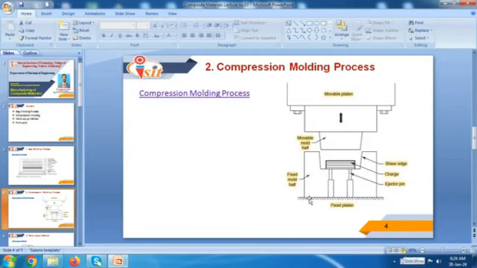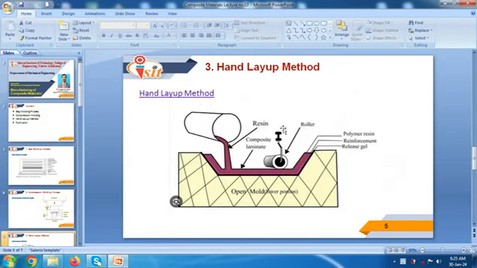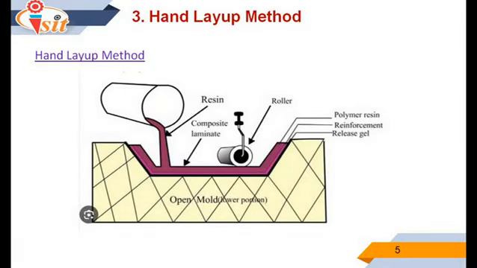Now after the compression molding process, the next process we are going to see is the hand layup process. So here in this schematic you can see that this is the hand layup method. In the schematic you can see a resin mug from which we are going to pour the resin onto this mold.